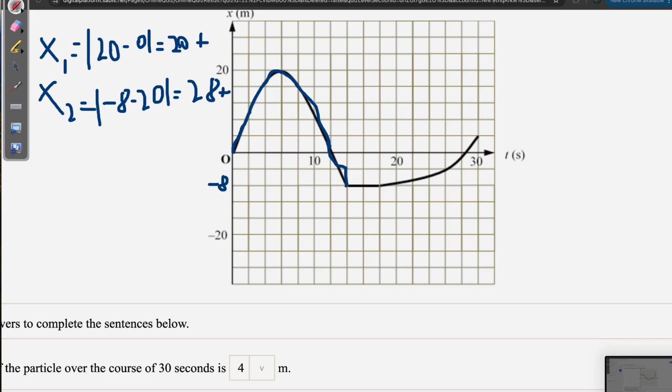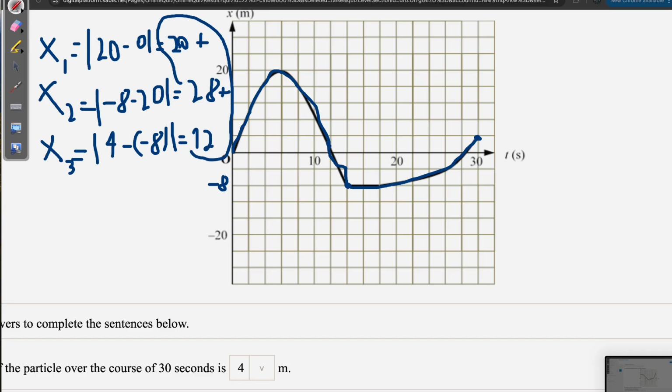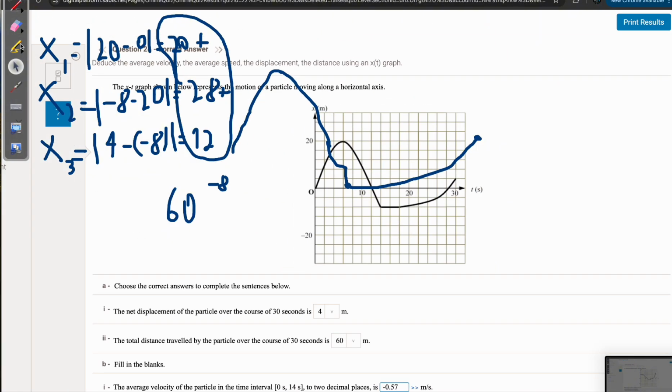and then from negative 8 all the way up to 4. So x3 is equal to absolute value of 4 minus negative 8. All of that in absolute value will be equal to 12. If you add all of these together, this should give us 60. Let me just make sure. And there it is.